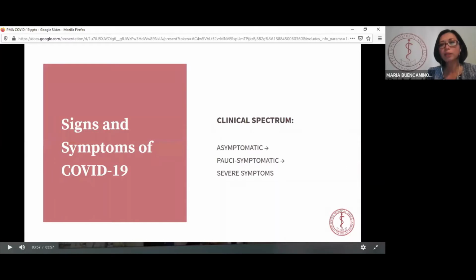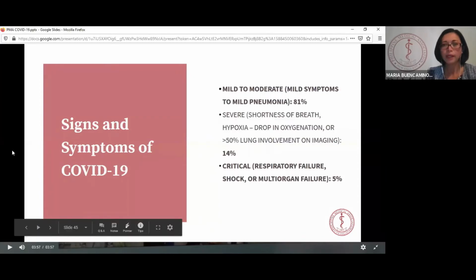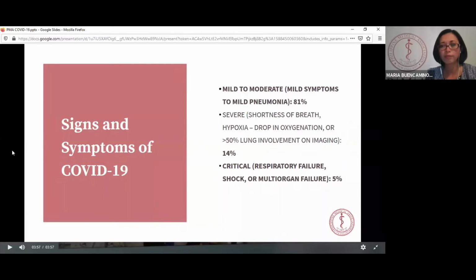The clinical spectrum of COVID-19 may range from asymptomatic, so having no symptoms, to minimal symptoms, paucisymptomatic, to severe symptoms. It is important to note that 81% of people who get infected with COVID-19 will have mild to moderate symptoms, 14% will have severe symptoms, and 5% will have critical symptoms manifested by respiratory failure or multi-organ failure.